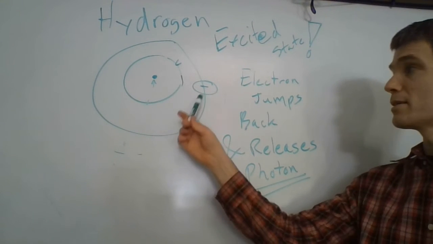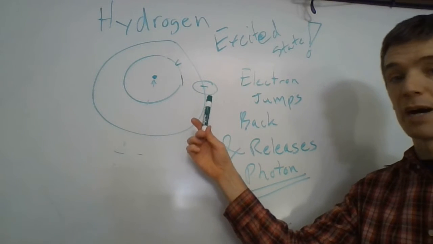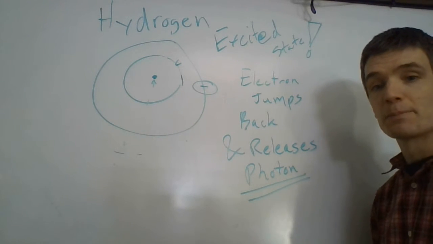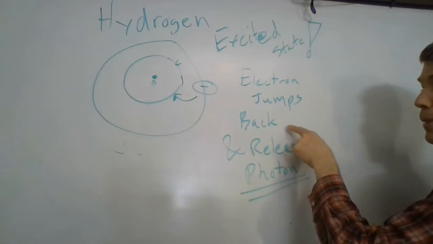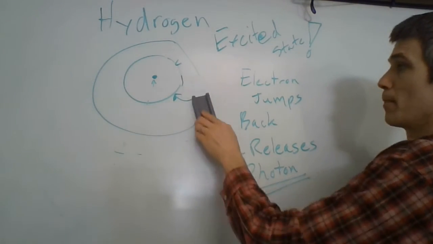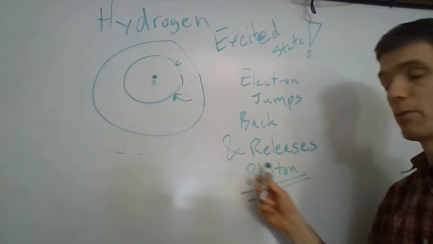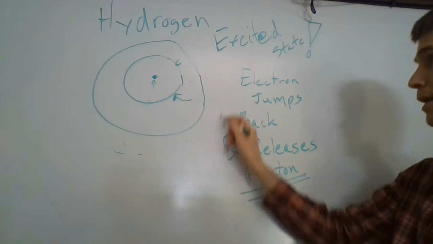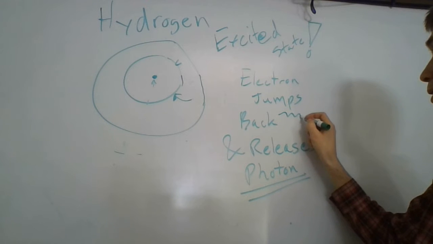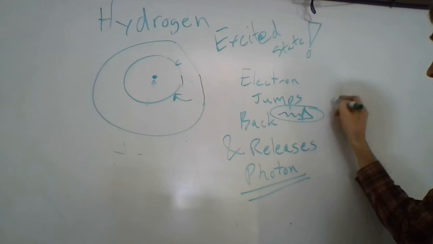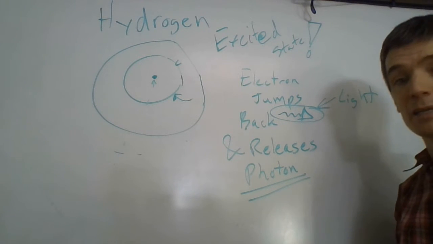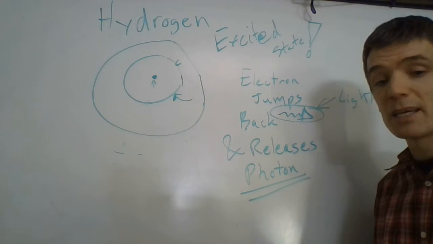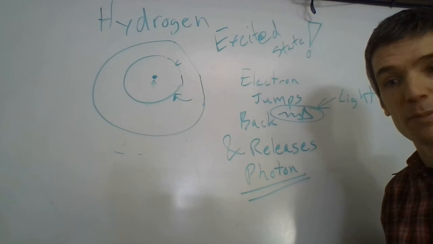Now, while it's in this excited state, eventually it's going to want to chill out and go back to chilling out. So it's going to drop back down, jump back, and release a photon. And a photon is simply light. Typically, it's in the visible light spectrum, and we can see it.